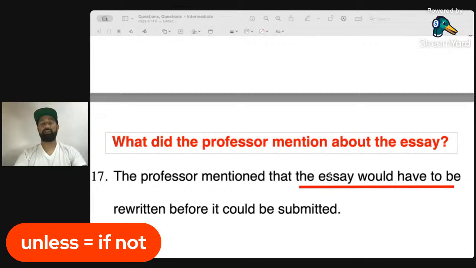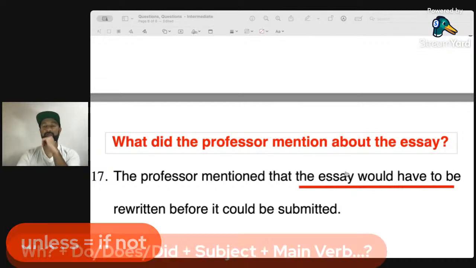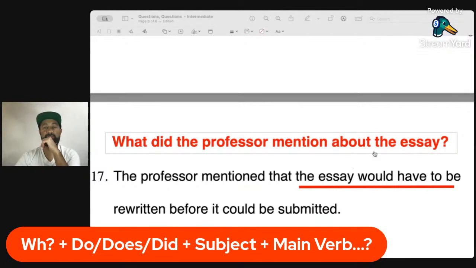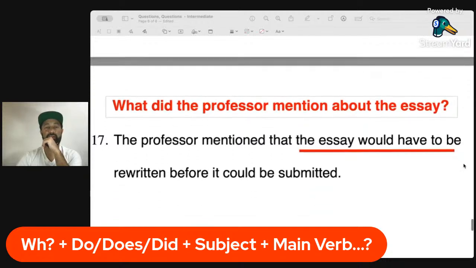Now, if you notice here, I'm using the do, does, did pattern. Okay, so we've got what did, subject the professor, main verb mention about the essay? What did the professor mention about the essay? Well, the professor mentioned that the essay would have to be rewritten before it could be submitted.